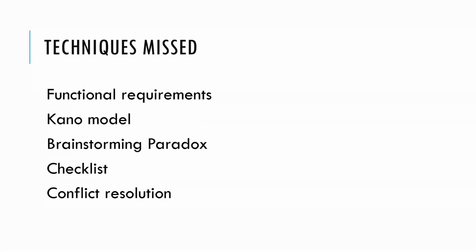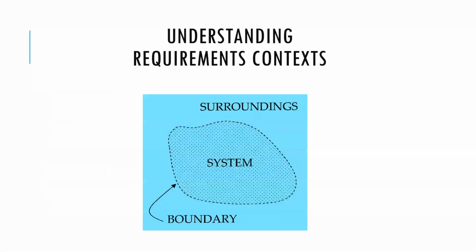In the second part of the video, I would be talking about a few techniques that can be very helpful for BAs, such as functional requirements, Kano model, brainstorming paradox, checklist, conflict resolution techniques, and how we can learn a little bit more about these techniques. So first let's understand the term called requirements contexts.